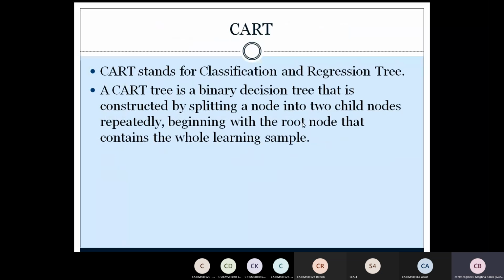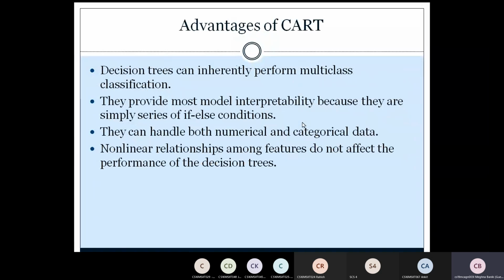CART stands for classification and regression tree. A CART tree is a binary tree that is constructed by splitting a node into two child nodes, repeatedly, beginning with the root node that contains the whole learning sample. The advantages of using a CART tree are that decision trees can inherently perform multi-class classification. They also provide model interpretability because they are simply a series of if-else conditions. They can handle both numerical and categorical data. Nonlinear relationships among features do not affect the performance of the decision trees.